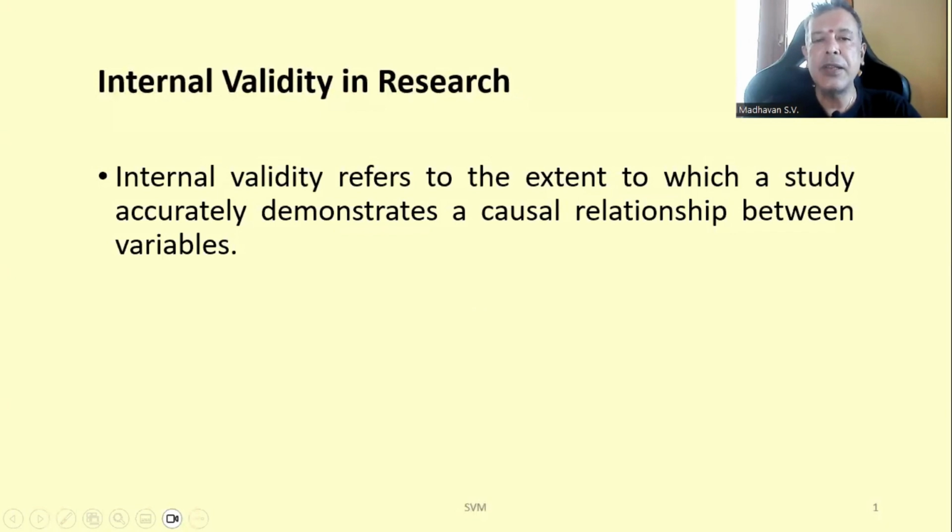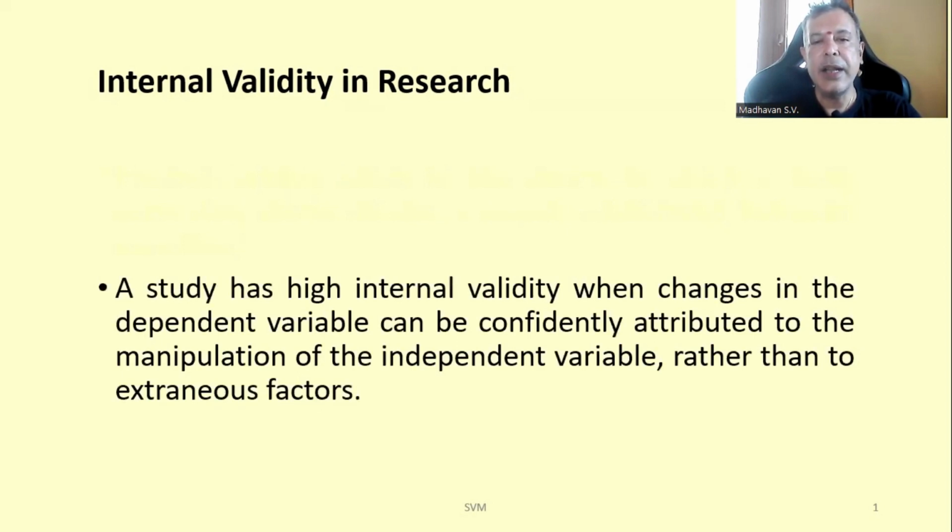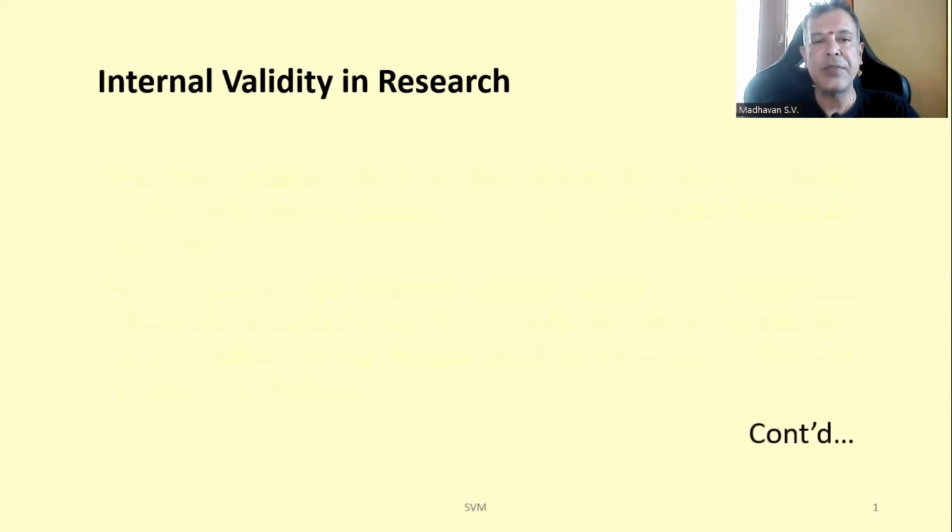If the researcher could conclude that whatever change is happening in the dependent variable is only due to the independent variables in focus, then you can say the internal validity is very high. A study has higher internal validity when changes in the dependent variable can be confidently attributed to the manipulation of the independent variable rather than to any other extraneous factors. We already discussed extraneous factors in our previous video.